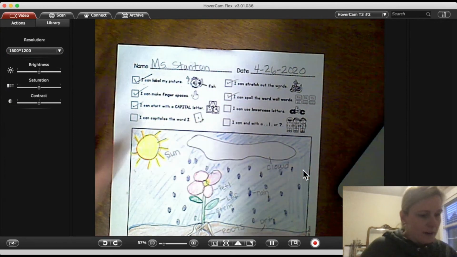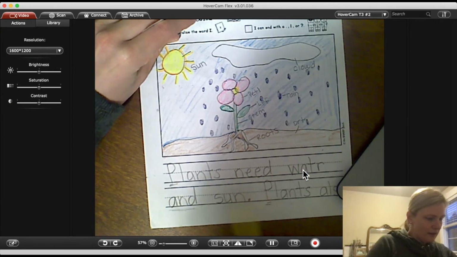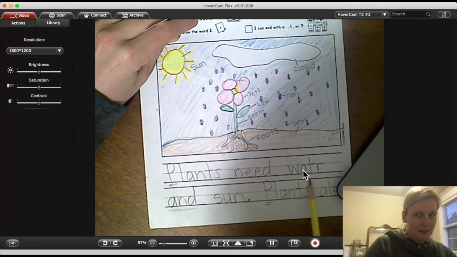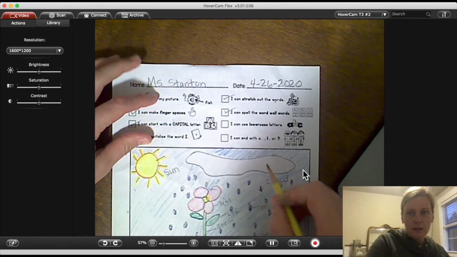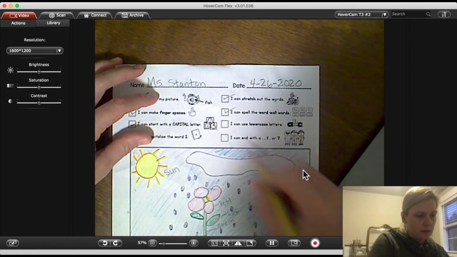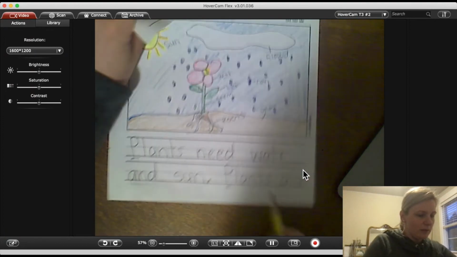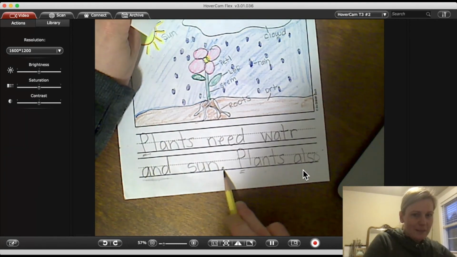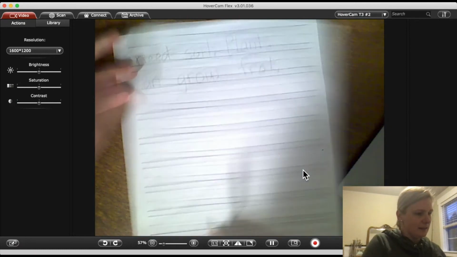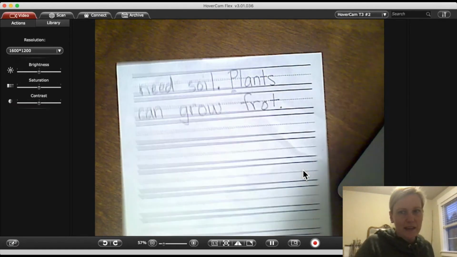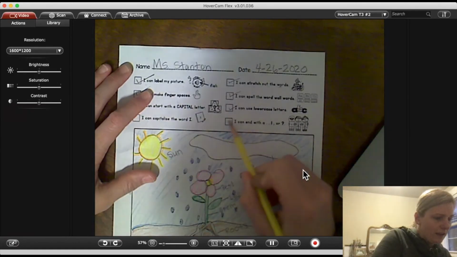Did I use lowercase letters? Let's see here. I certainly did. And then did I end with a punctuation? Let's see. What is this one called here? It's a period. Did I use punctuation at the end of all my sentences? Go me. All right.